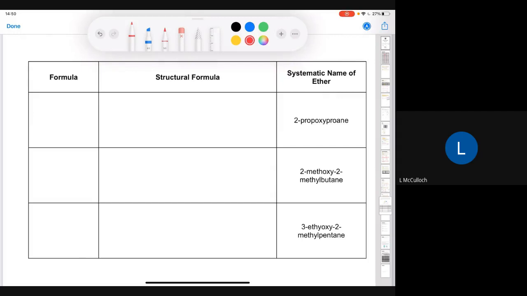So for this one here, generally when we are drawing the structures of ethers, we want it to look like that. So we want the oxygen right in the middle and then the carbons on each side. So that's kind of what we are going to aim for. Okay, so let's see how we can get our 2-methoxy 2-methylbutane to look like that.